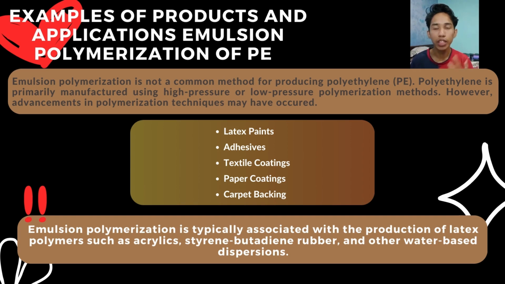In summary, emulsion polymerization is not a common method for production of PE. However, advancements in polymerization technique may have occurred. For examples, production of latex paints, adhesives, and textile coatings.